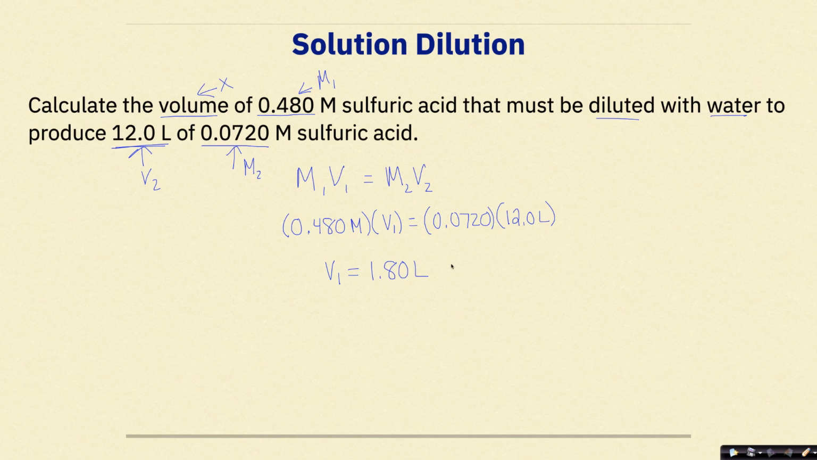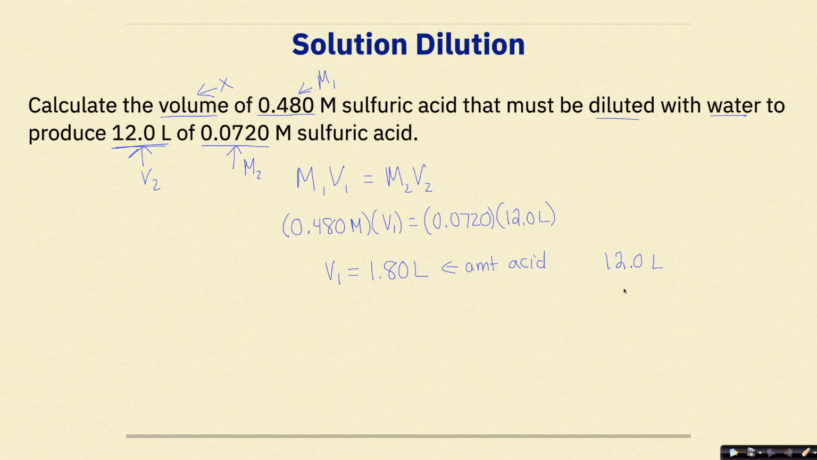Now, what does this V1 really mean? This V1 is the amount of acid that we need to add to the water. So of course, using proper techniques to dilute a solution when adding acid, we'd add a total of 1.80 liters of acid. Now, ultimately, we need to get to 12 liters. That's our final amount of this lower molarity acid that we want. So we'd say, all right, well, how much water do I need to add?